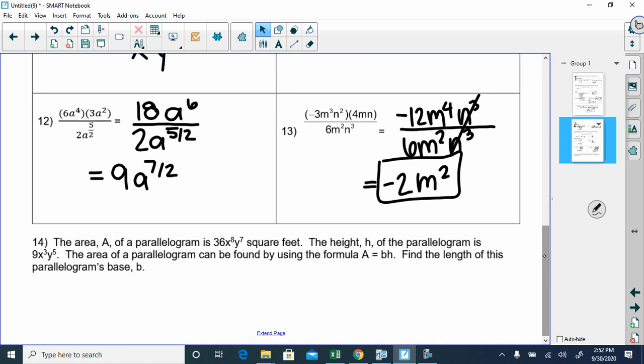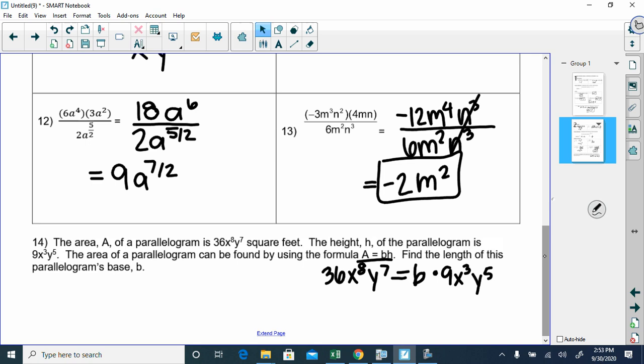Alright, last one. It says that the area of a parallelogram is 36x to the 8th y to the 7th square feet. The height h of the parallelogram is 9x cubed y to the 5th. The area of the parallelogram can be found using that formula. Find the length of the parallelogram's base. So we're looking for b, but they gave us a and they gave us h. So I'm going to plug in a. They said a was this. So I have 36x to the 8th, y to the 7th. Following this formula, I would put equals b times h. And I said h was the 9x cubed y to the 5th.